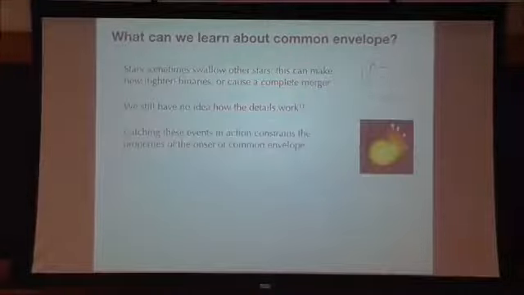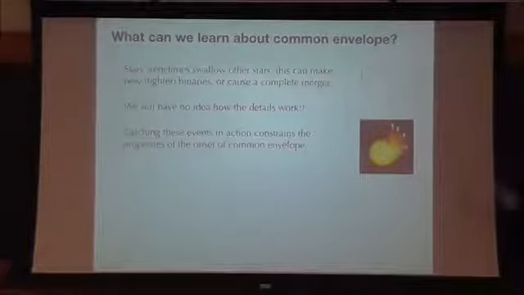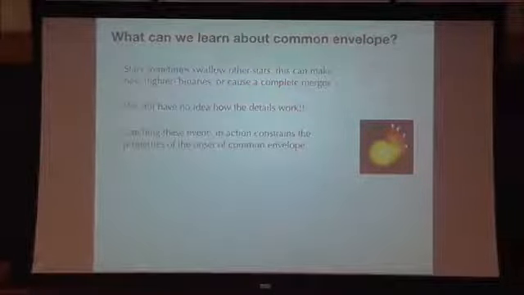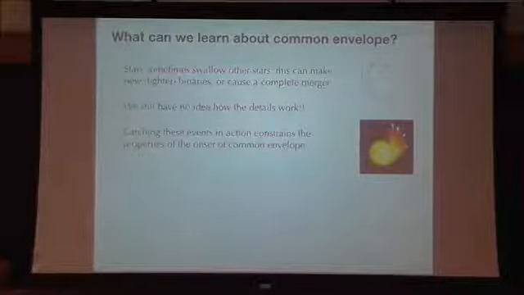But I think catching these events in action in this era of time domain astronomy is the way forward, basically, because we can actually constrain things like the ejected mass. We can ask how it compares to the mass of the binary. We can look at the kinematics of that through the spectra.